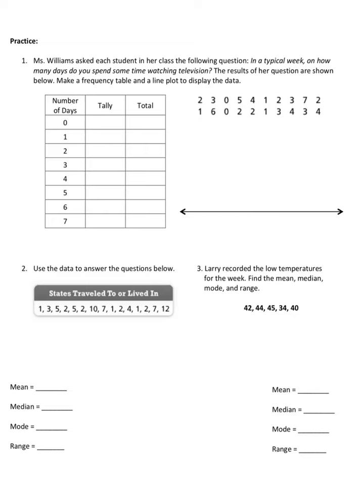And then for number 2, you are going to use the data to answer the questions below, using the states traveled to or lived in. And then for number 3, it says Larry recorded the low temperatures for the week. Find the mean, median, mode, and range. Once you finish that, you can check your answers and fix any mistakes that you may have made in your work, and then you're going to move on.